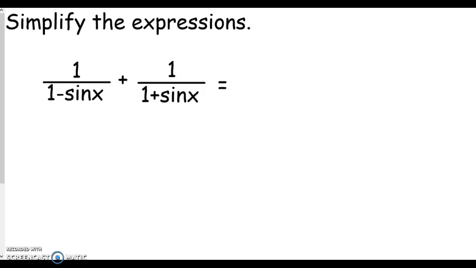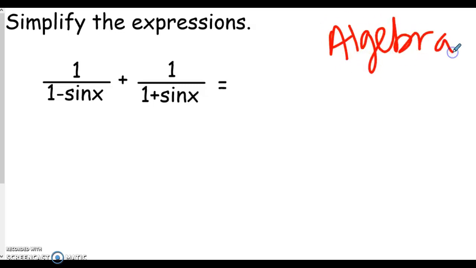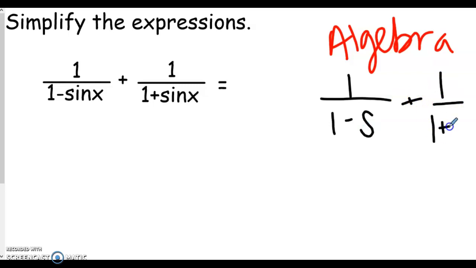Ugh. So I'm going to think about what I would do normally if I'm adding fractions. What do you have to do when you're adding fractions? Yeah, you have to get common denominators. So watch what I'm going to do. I'm going to rewrite this in algebra. Over on the side, I'm going to write that as 1 over 1 minus s plus 1 over 1 plus s.